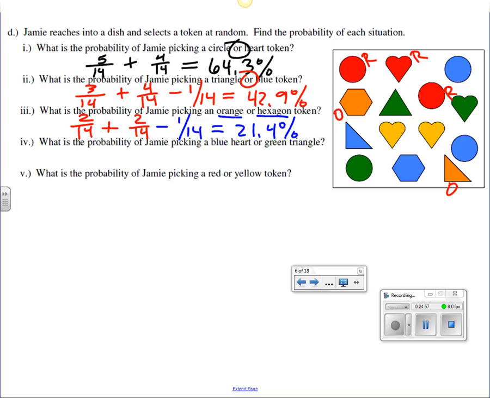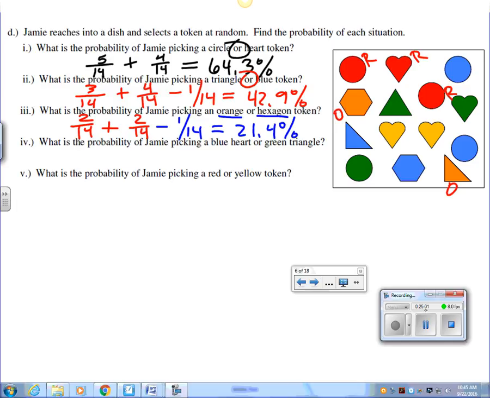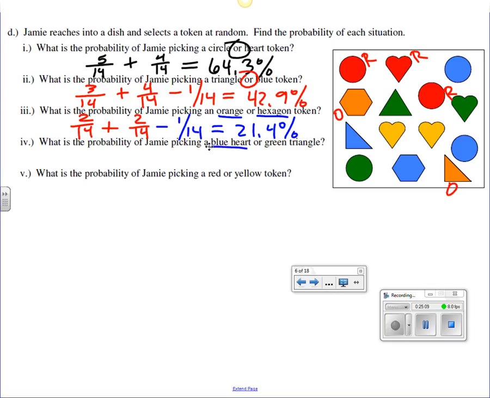What's the question? Okay. What's the probability of Jaden picking a blue heart or a green triangle? Caitlin, what's the probability of getting a blue heart? 0. That doesn't mean my whole answer is 0 because it says or, which means I'm adding. When you add 0, does that make your whole answer 0? No. Okay, so we need to keep going.